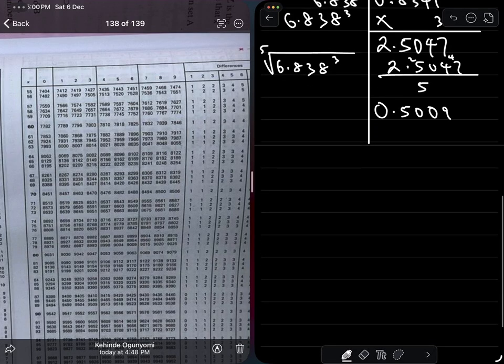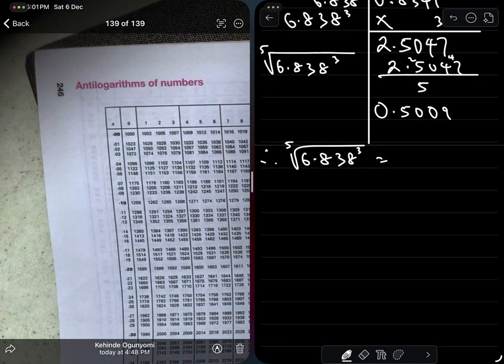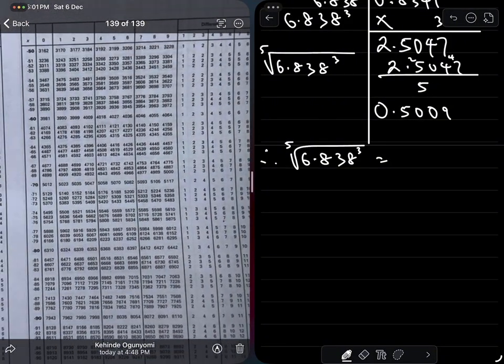So, and that's it. So that therefore means what? The 5th root of what? We are not talking. The 5th root of 6.838 raised to power 3. Antilog. Yes. 50 under 9. Beautiful. 50 under 9. Let's go to the table of antilogarithms. You check that and tell me.